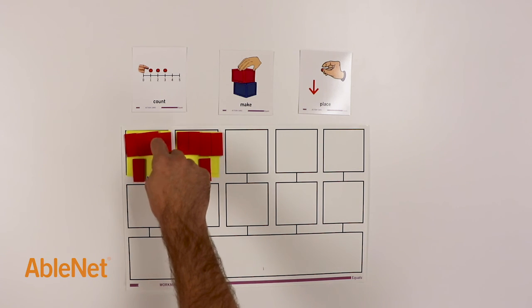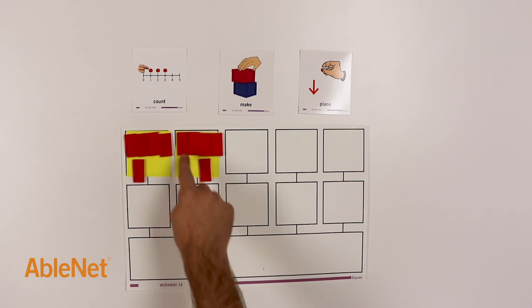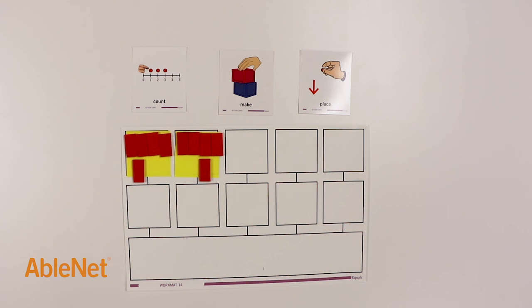1, 2, 3, 4, 5. So there are 5 in the first group. 1, 2, 3, 4, 5. And 5 in the second group. So we have two equal groups of 5.